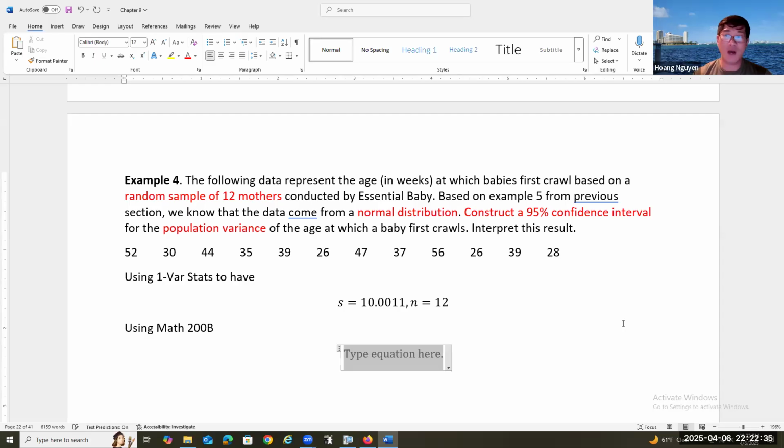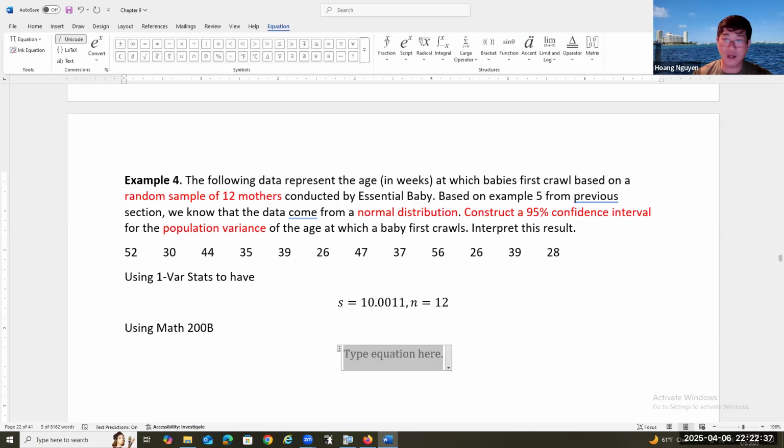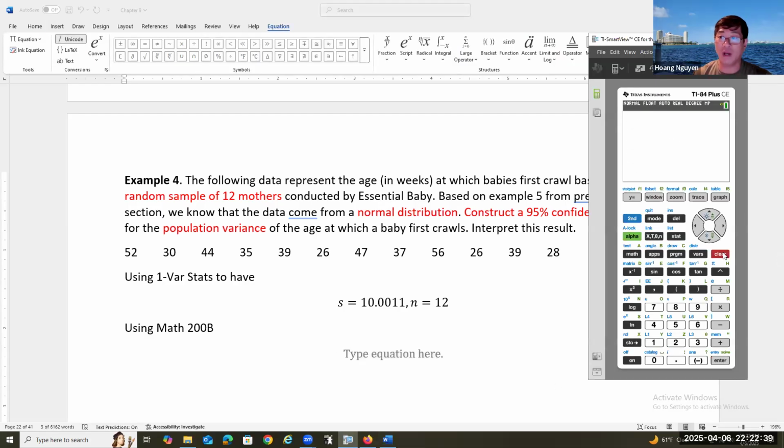So let's see what input you use. Let's take a look at Math 200B and how we get the answer. We go to the program Math 200B. One more time. So now we're going to do a confidence interval. We go down to option number 5. And now, what's the standard deviation? We input 10.0011. Now the sample size n is equal to 12.